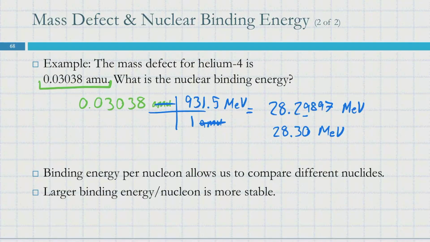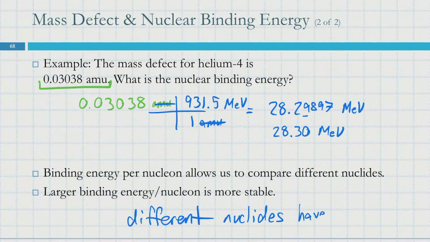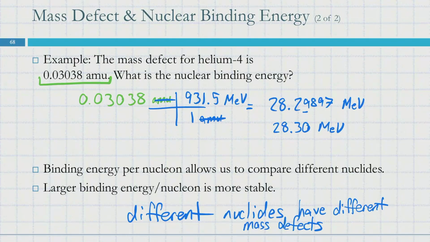One of the reasons that this is useful to calculate is that it lets us compare different nuclides. Different nuclides have different mass defects, and because they have different mass defects, these mass defects correspond to the nuclear binding energy. And so we can measure how stable a nuclide is based on these mass defects.